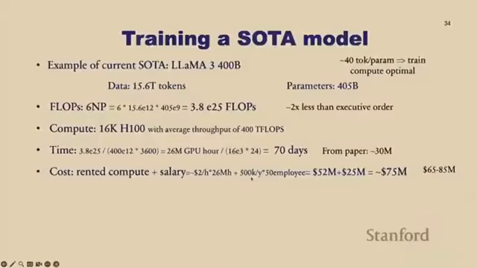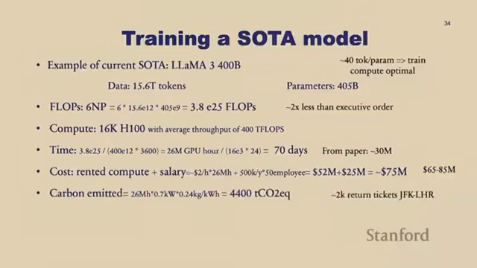Now salary, I said 50 employees, $500K per year. It's probably the right ballpark. 25 million. So if you put all together, around $75 million for training this Llama model. I'm probably off by like 10 million, but that's kind of right ballpark.